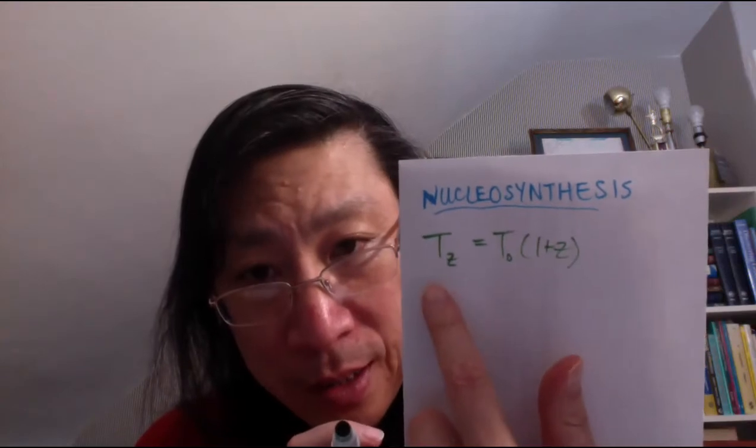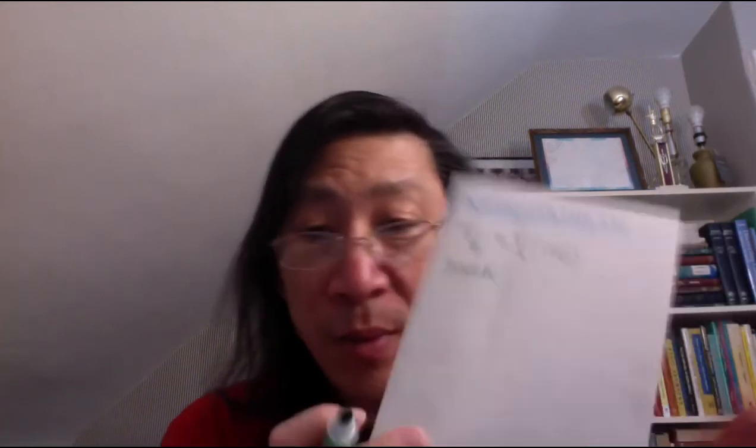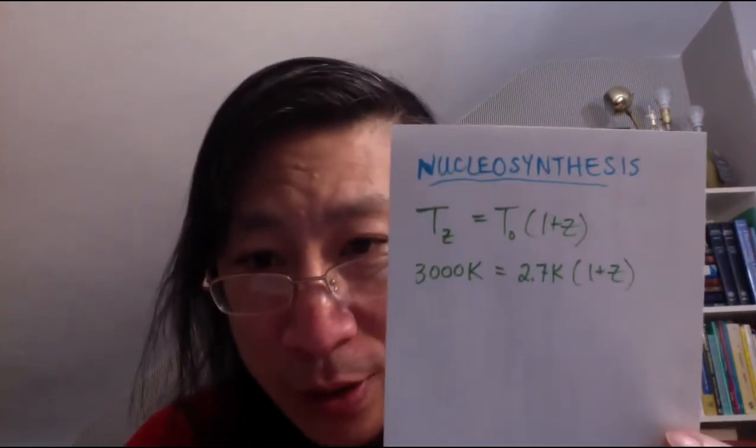So let's do this quick mathematical calculation. At Tz, the temperature at redshift Z, we want 3000 Kelvin. This is an approximation, it's not that exact, but 3000 Kelvin would equal T0, which is 2.7 Kelvin, times 1 plus Z. Like that.